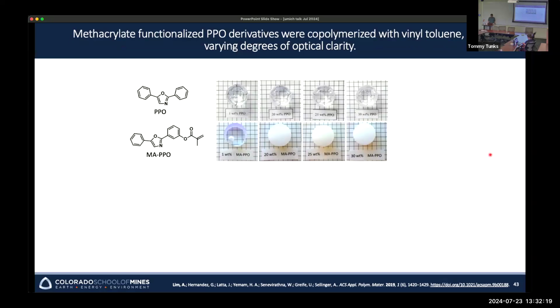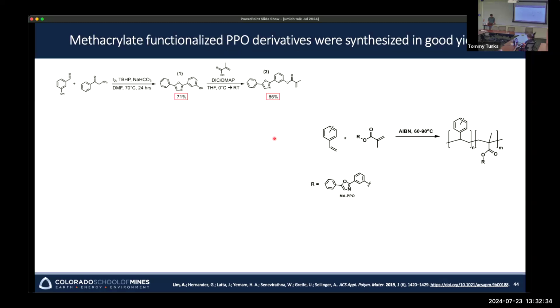So unfortunately, the first reactive dopant we made had some solubility issues, and so it could not be dissolved in that system. And so that didn't work. So then, okay, we go back to the reaction flask and we figure out what we can do. And so we go through the same process.